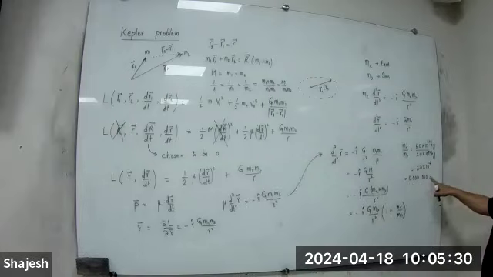Is that correct? One less than 6. Better? All right. I think so.